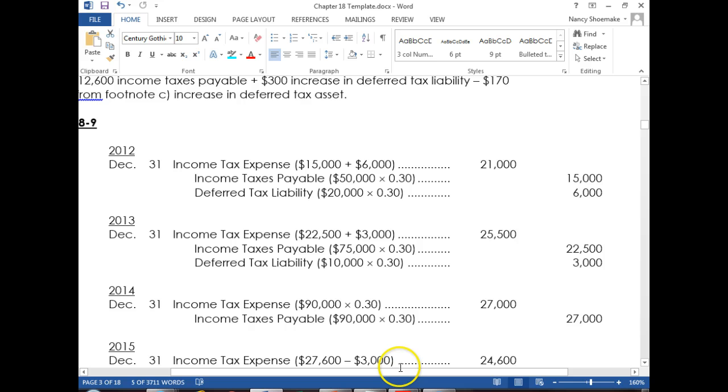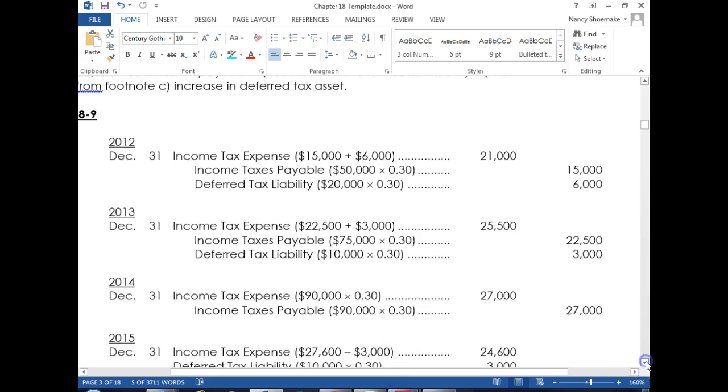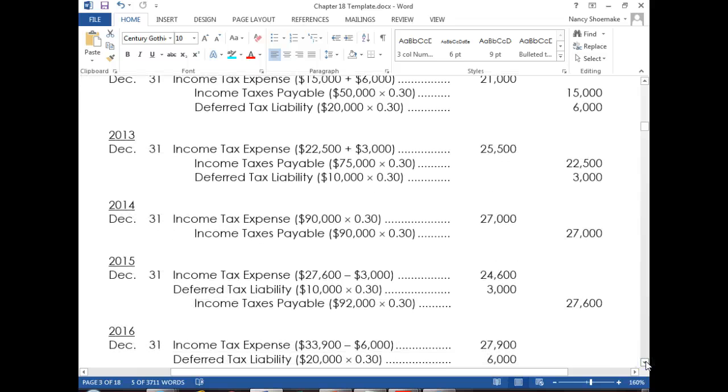Now, in the next period, 90,000 book, 90,000 tax. We don't have any deferred tax liability, do we? Book and tax are the same, so we're going to have our income tax expense and our income tax payable are going to be the same, aren't they? Isn't that awesome? Easy. Okay, now it starts to get a little trickier. Not trickier, we're just going the opposite route.